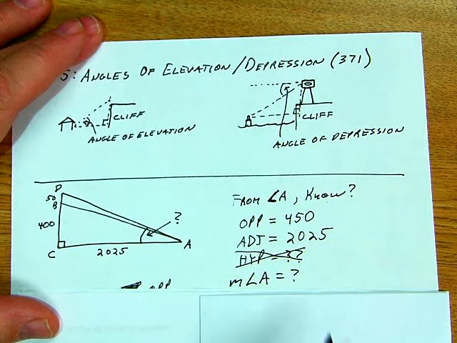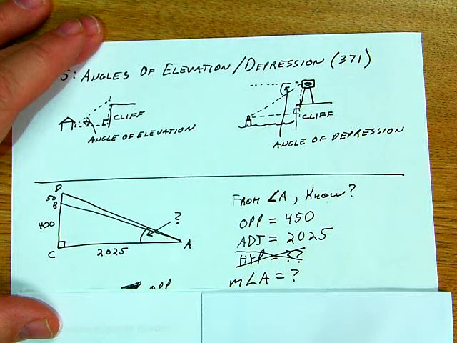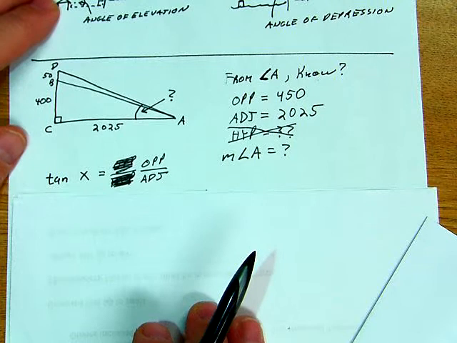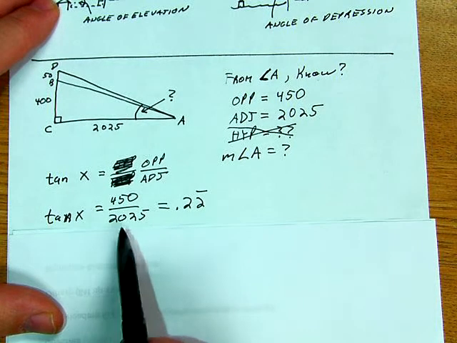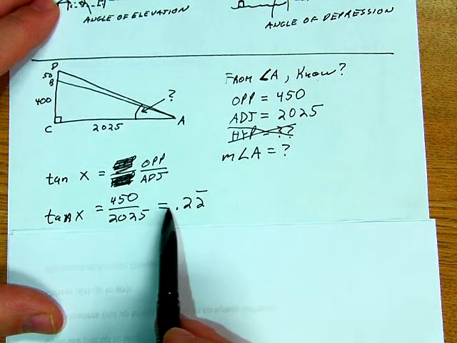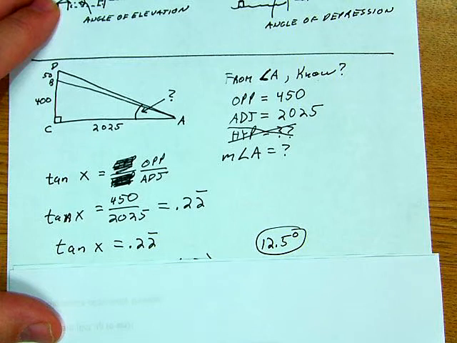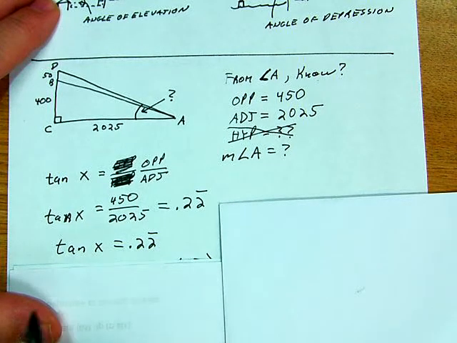So when I look at this problem, I see that I have an opposite and an adjacent. What is the function that I use when I know opposite and adjacent? Well, that is tangent. The tangent of x is the opposite over the adjacent. If I plug that in, the opposite is 450, the adjacent is 2025, and I calculate that to be 0.2 repeating. So now we're looking at tangent of x is equal to 0.22.